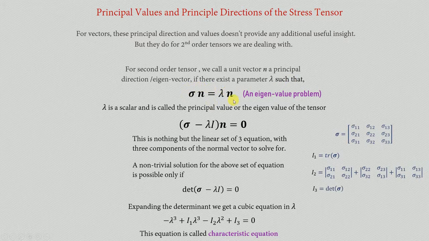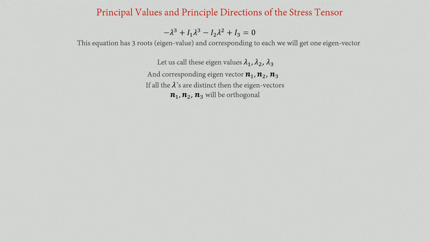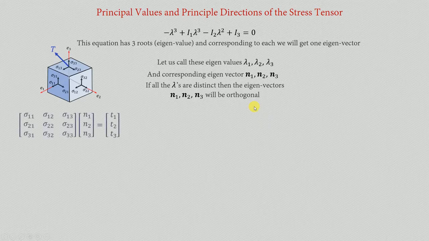Why are we getting 3? Because in this equation, if we put lambda 1 and solve, we'll get one n. For lambda 2 and lambda 3, you'll get the other n's. If lambda 1, lambda 2, lambda 3 are unique, then n1, n2, n3 will be orthogonal. We are not discussing the non-unique cases. You can look them up in any book, but for the purpose of introducing principal values and principal directions, we just consider a stress tensor in which the eigenvalues lambda 1, lambda 2, lambda 3 are unique and all different. In this case, we get three orthogonal vectors n1, n2, n3. For example, if your matrix is currently represented in this basis e1, e2, e3, this is a traction on this surface.